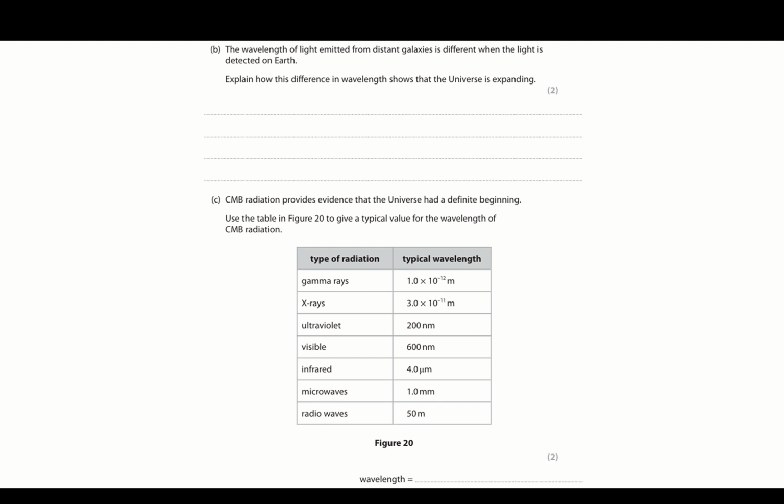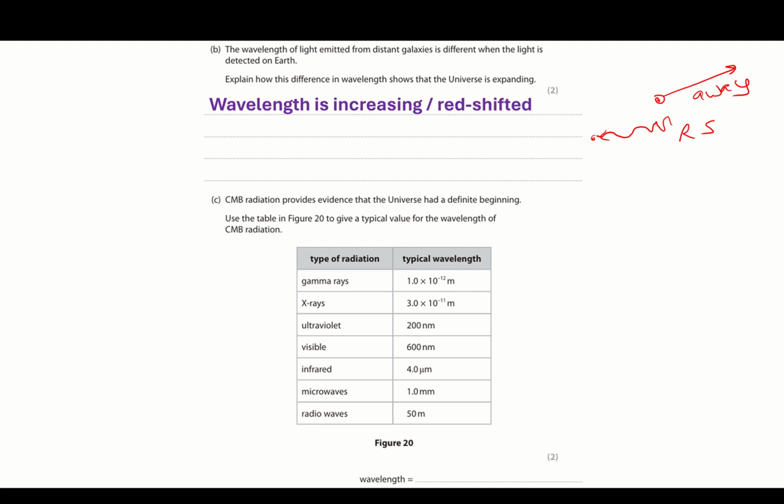Next one, the wavelength of light emitted from distant galaxies is different when the light is detected. Explain how this differs. So this is the idea that galaxies are receding away from us. Here's us on Earth, and it's doing so at a faster and faster rate, and this stretches the waves. If this is emitting light over time, we get it more redshifted, and this is telling us that it's moving away. So we just have to put that into words. The wavelength is increasing from distant galaxies, so it's been redshifted, and this shows us that galaxies are moving away from Earth.